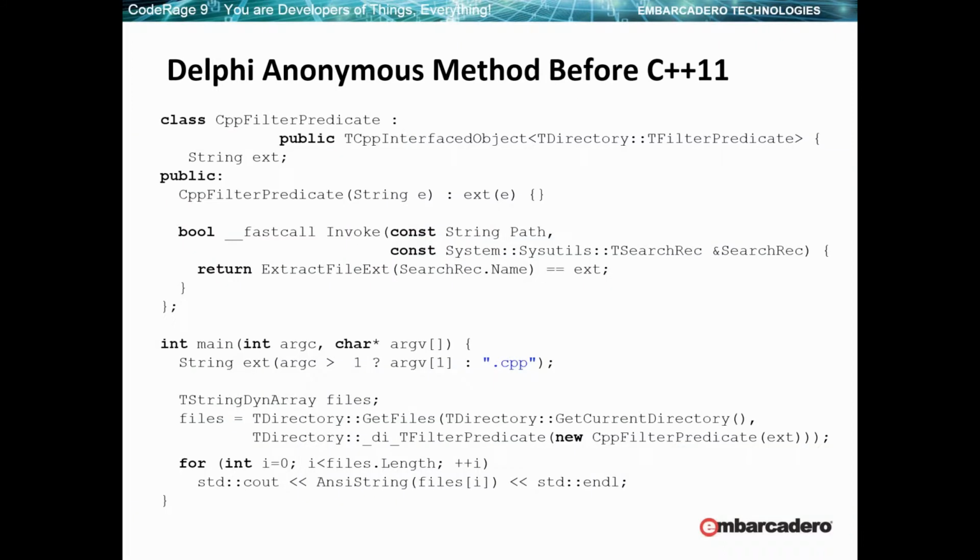I want to show how we used to implement anonymous methods before C++11. So we would actually do exactly what I just described. You would create a class. It would implement the particular interface. You would write an invoke method. And that class's constructor would capture anything that you want to refer to inside of your invoke method.